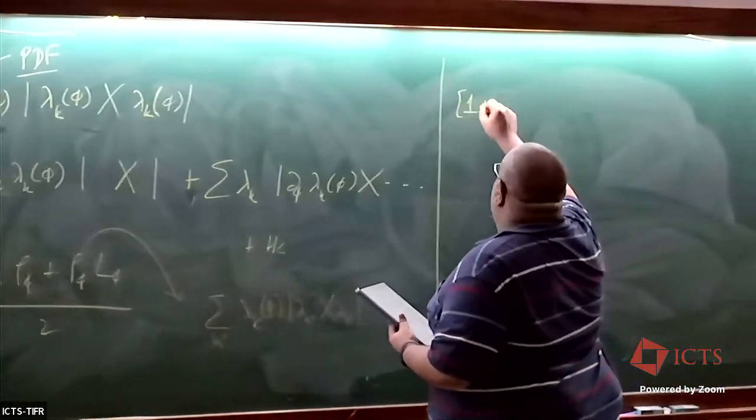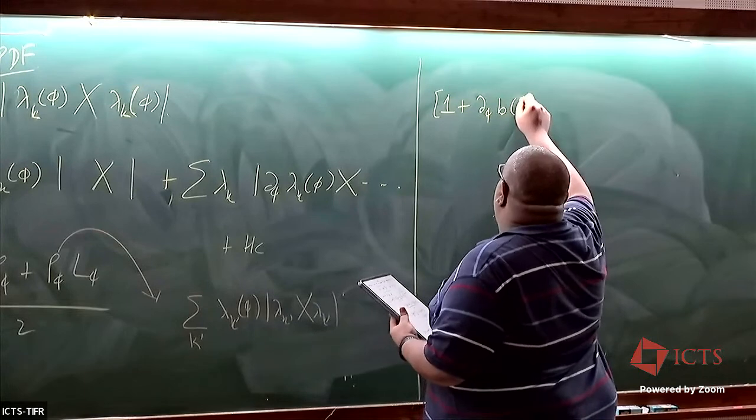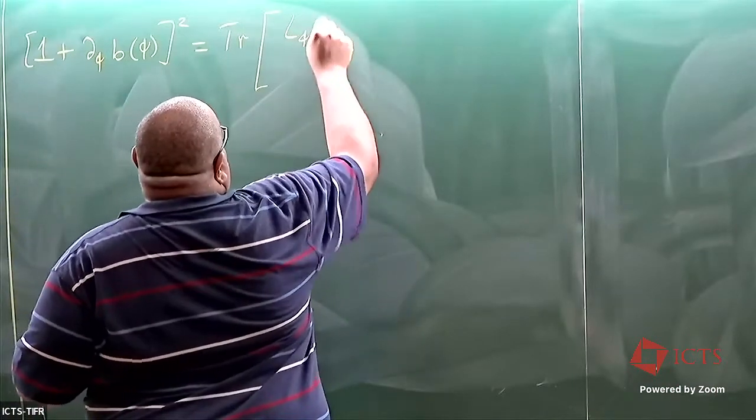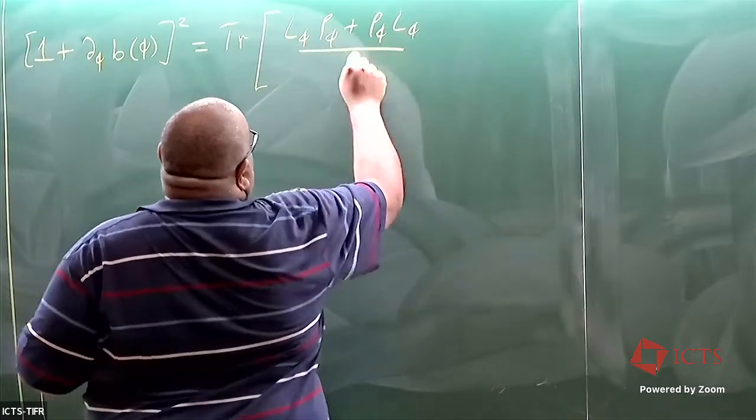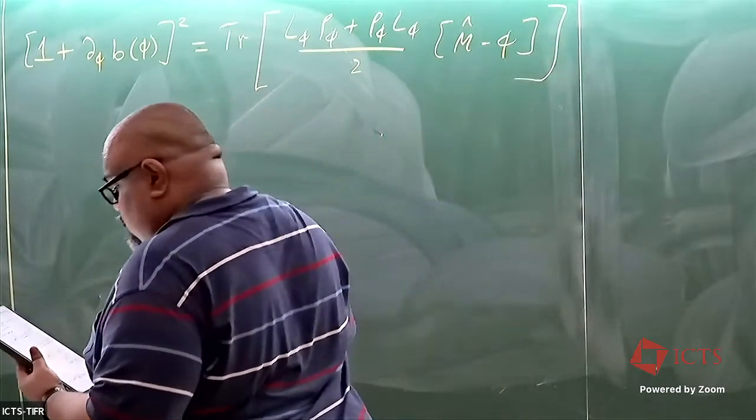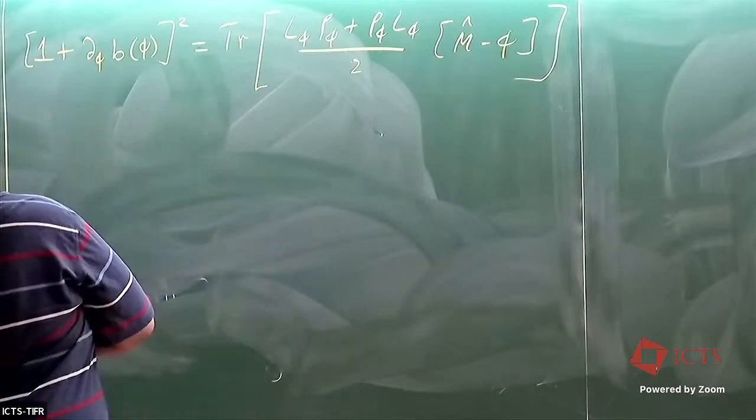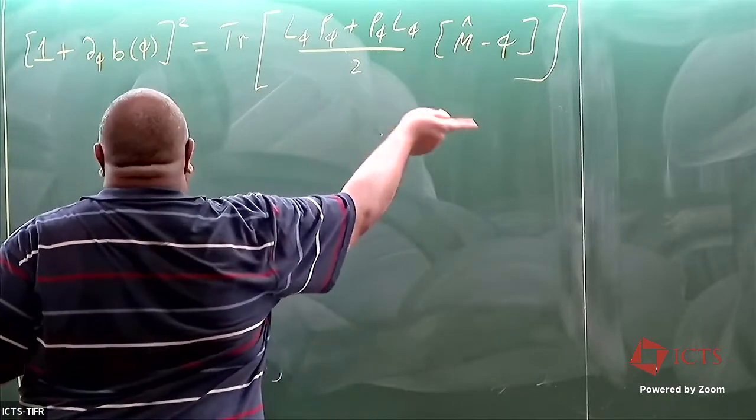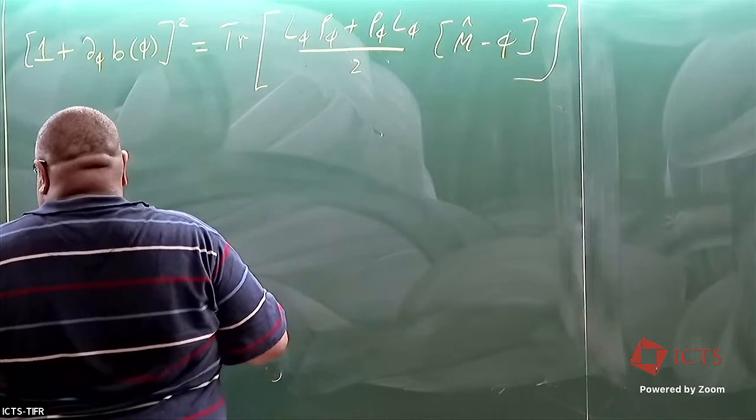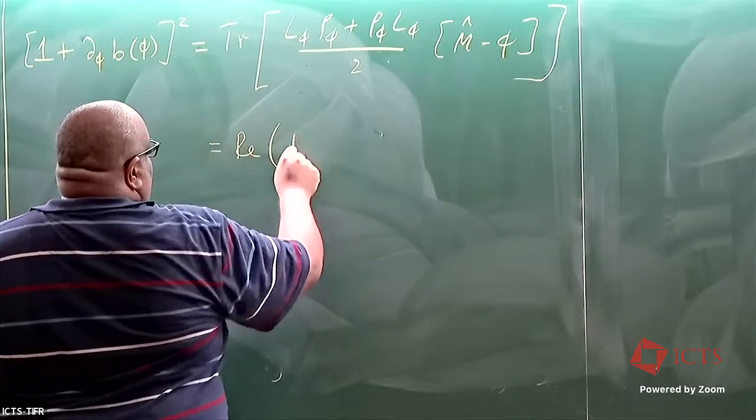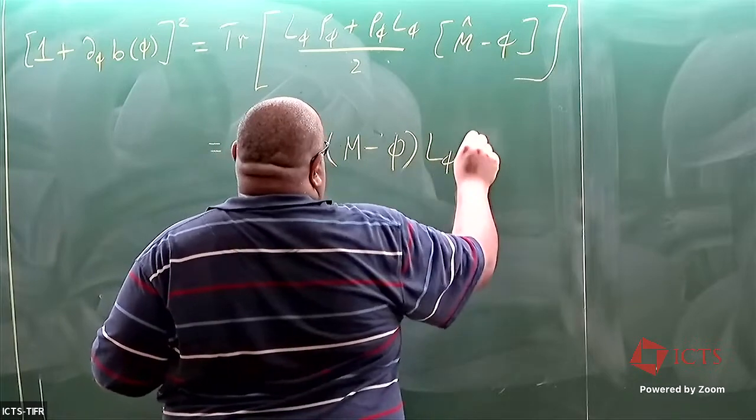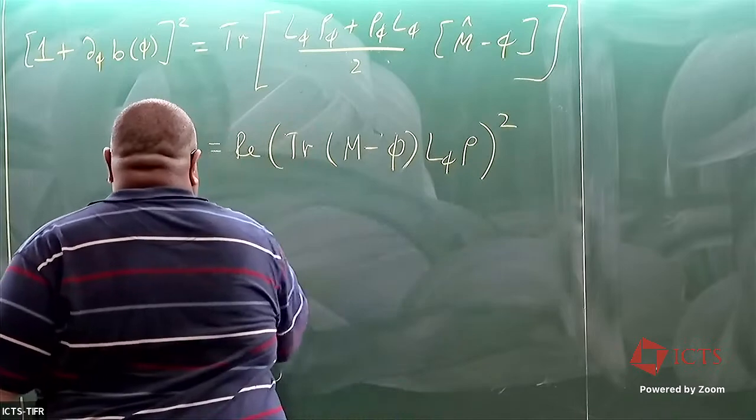So what I have is 1 plus del phi of d phi squared is equal to the trace of L phi rho phi plus rho phi L phi by 2 times this measurement minus phi. Right? You can convince yourself by just expanding the first term and the second term and then flipping it around with cyclic trace, that this is equal to the real part of the trace of m minus phi times L phi rho, squared.